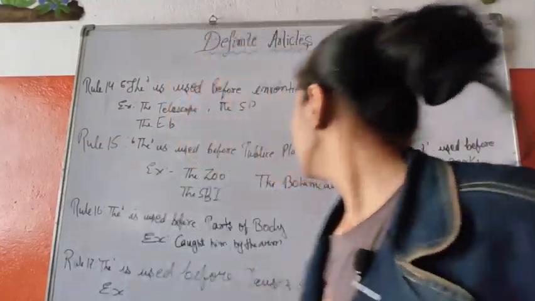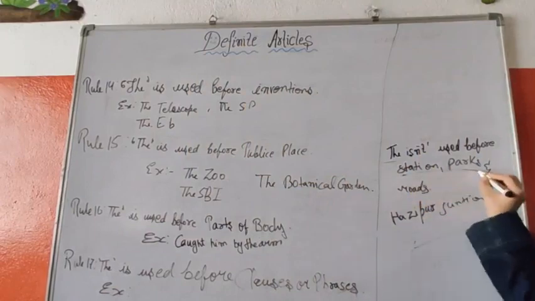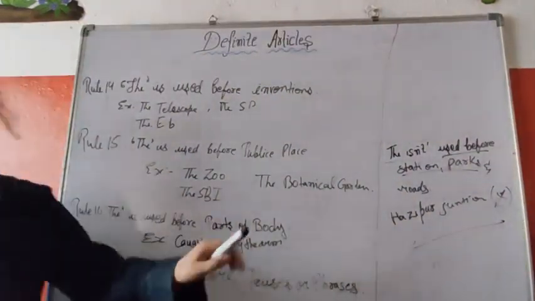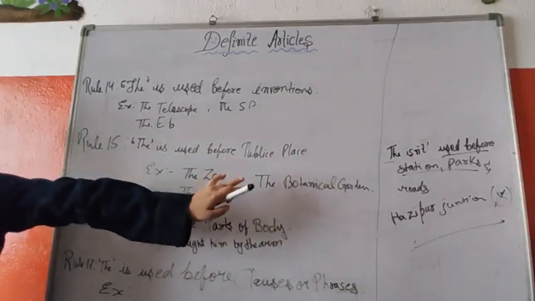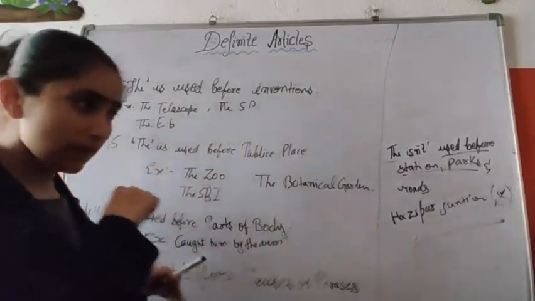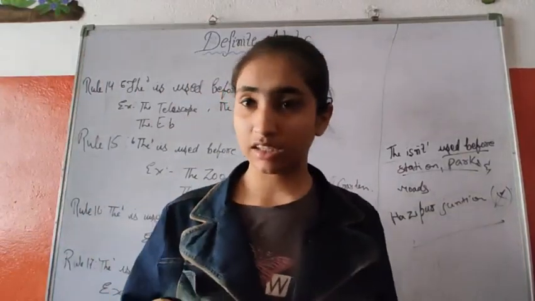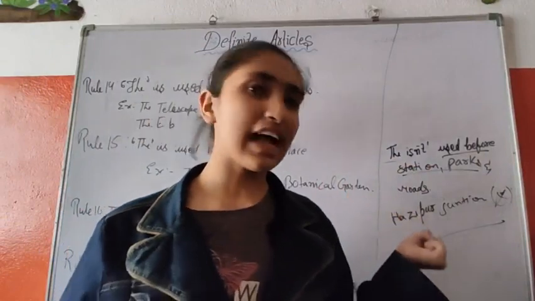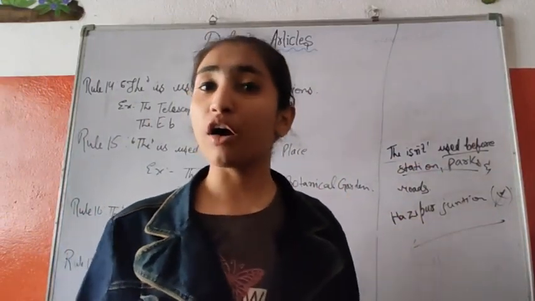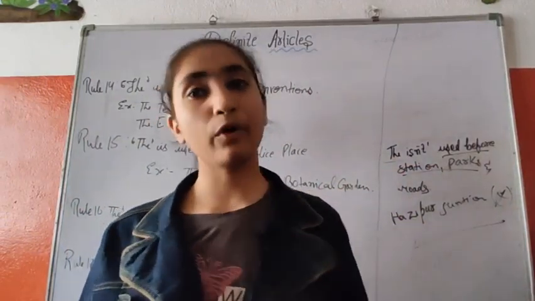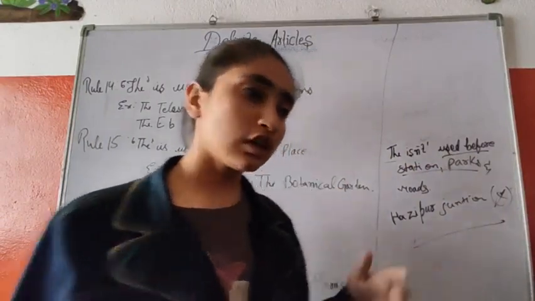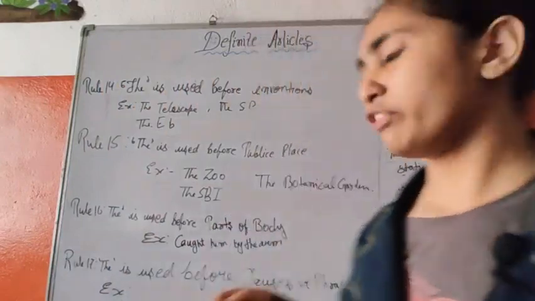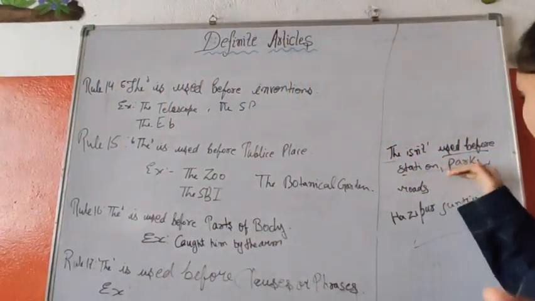Okay. So guys, if I say "the Patna junction", it will be wrong. But when I say "Patna junction", it will be correct. So guys, you have all got it. Let's take the example of a road, the club road. It will be wrong. But when we say club road, it will be right. So guys, you got it that "the" is never used before station, parks and roads.